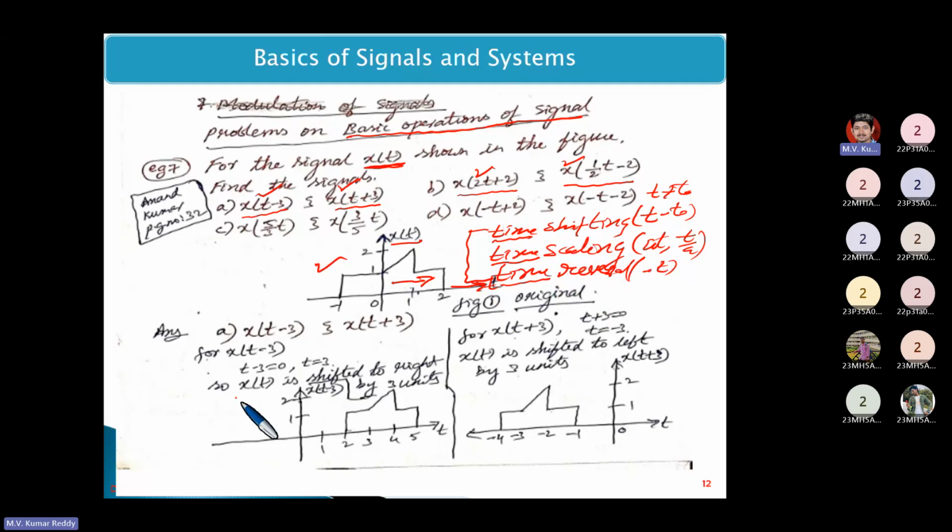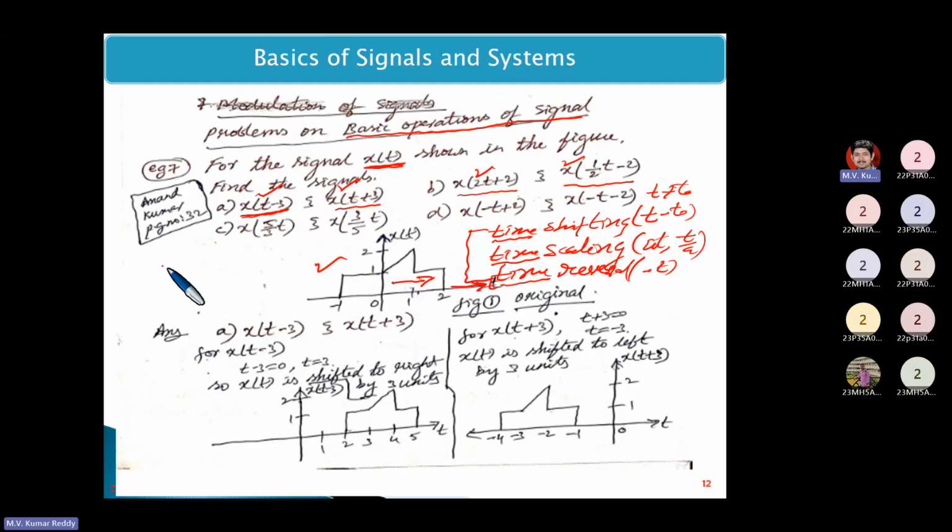Okay, next, first question. What is the first question? x of t minus 3. This signal is called x of t. So we have to shift this signal by 3. Remember, we have x of t minus 3. Whatever may be within the brackets, we have to equate to 0. That is, t minus 3 is equal to 0. To get the t value, we have to equate to 0.